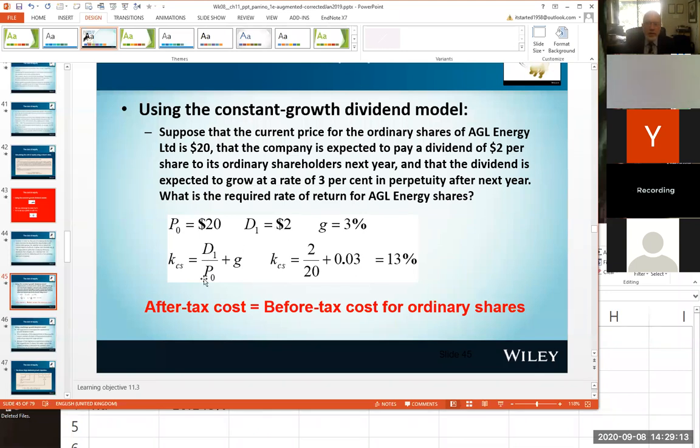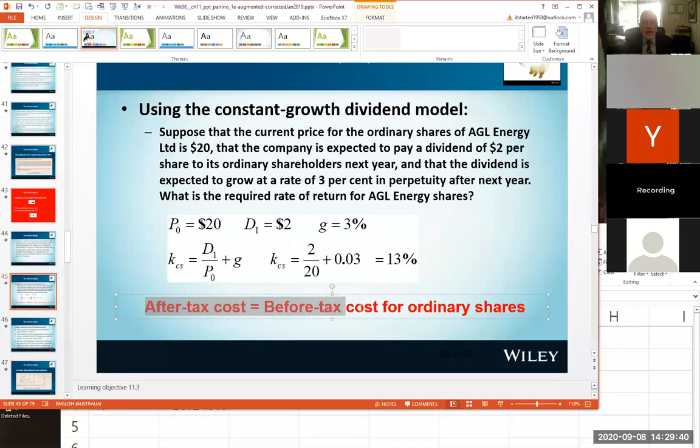Dividend of $2 over a price of 20, so that's going to be 0.1, 1/10. 1/10 plus 3%. Okay, 1/10 is 10%. G is 3, so it becomes 0.1 or 10% plus 3% or 0.03 equals 13%. So that's a nice mental one.